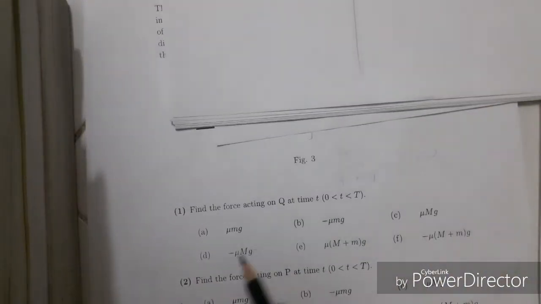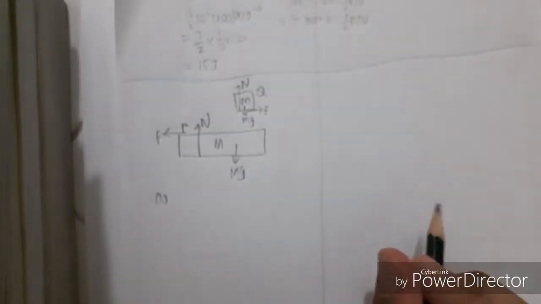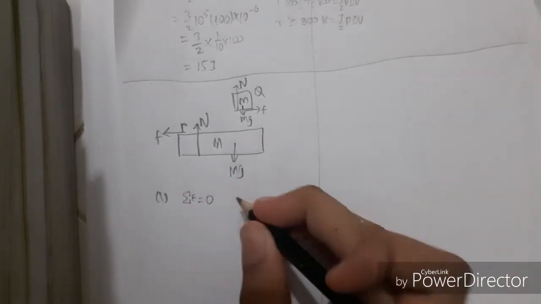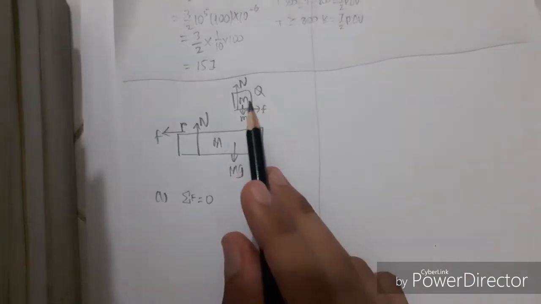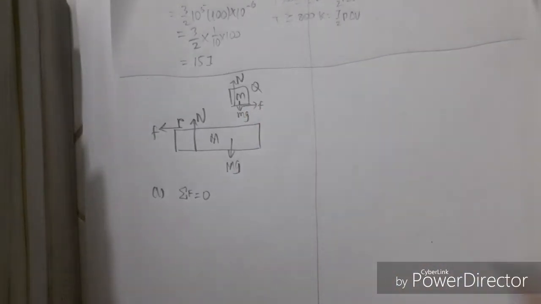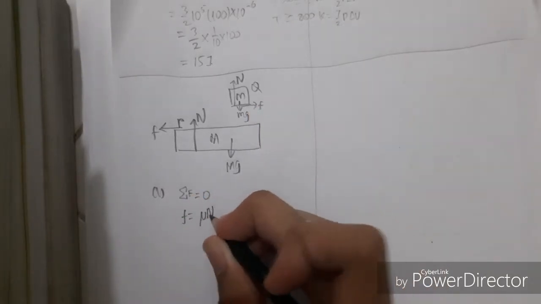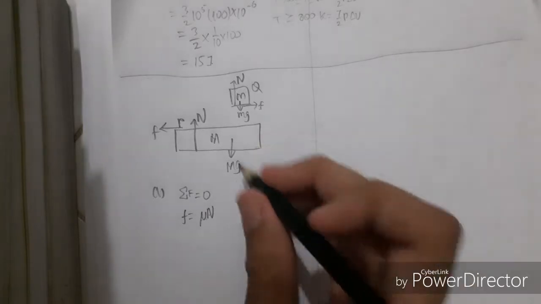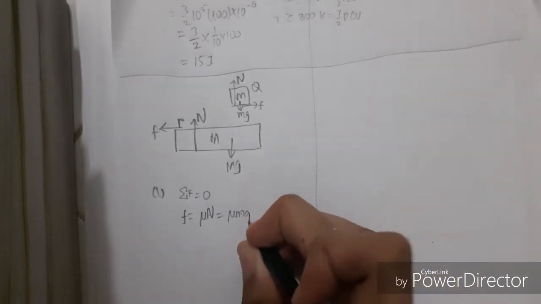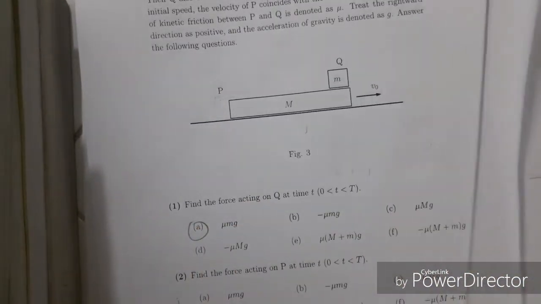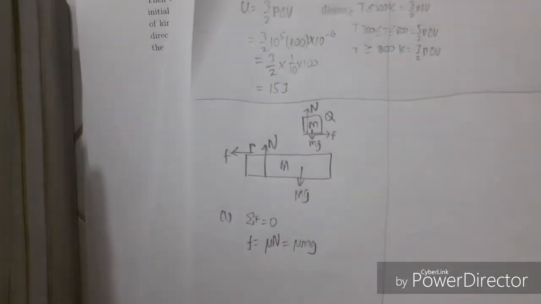Okay, now the first question, it is asked, find the force acting on Q at time t. So we focus on the object Q. So for the force, sigma F is actually 0. Why? Because Q, the block Q, hasn't moved, so there is no acceleration. The only force that happened is F, which is the formula is mu and normal force, which is mg. So the answer is A, right? The answer is A for number 1.